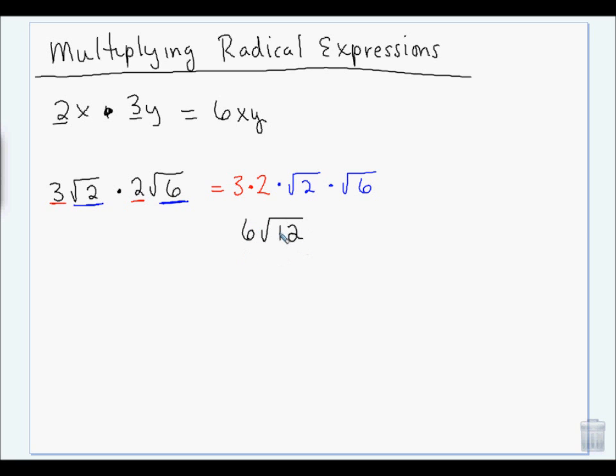Now once I get here, I need to see if this new radicand will reduce. 12 is 3 times 4, and 4 is a perfect square. So the square root of 4 is 2. There's a 3 left over. So it ends up being 12 times the square root of 3.